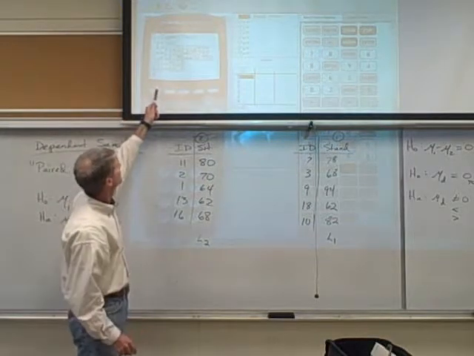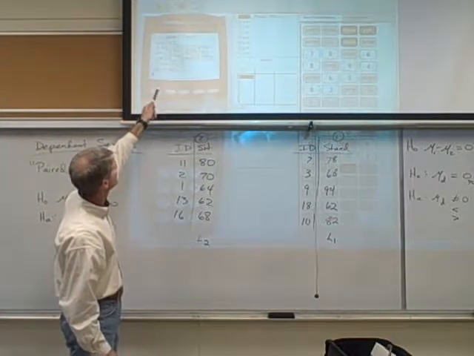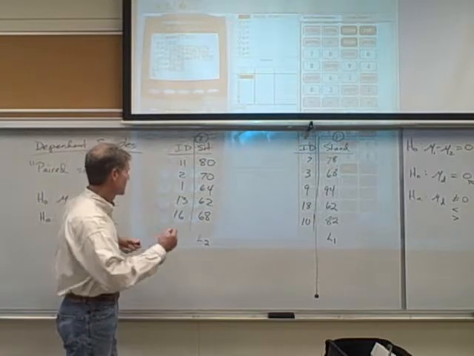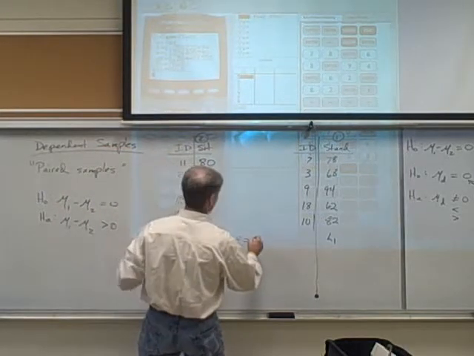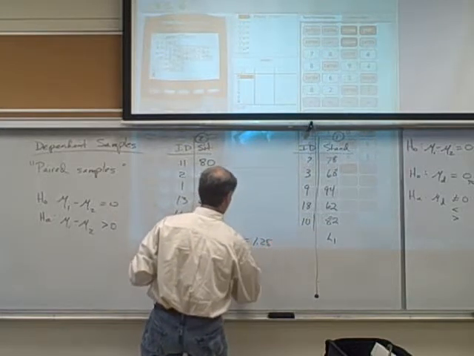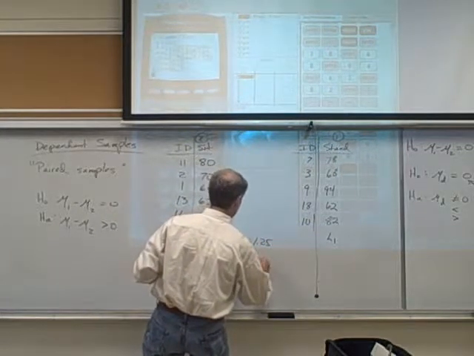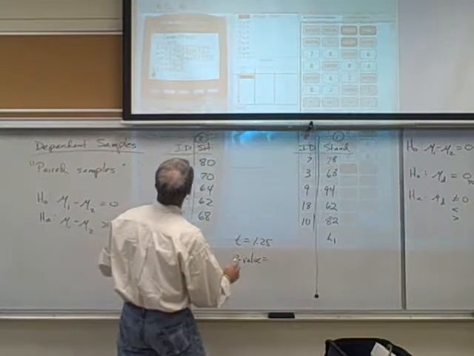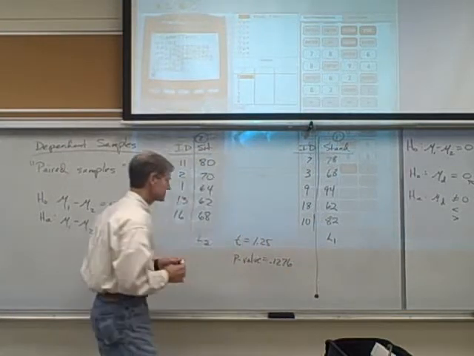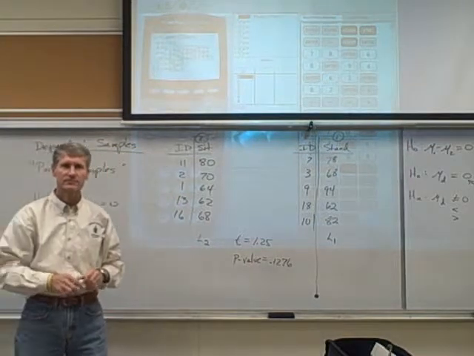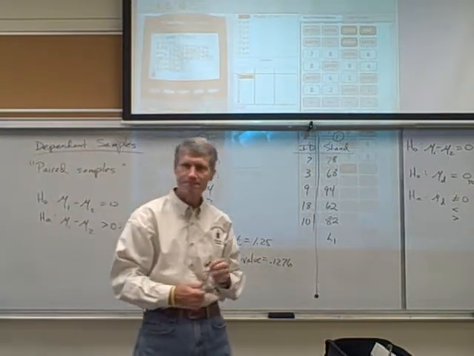So you can see that the t test statistic is t equals 1.25, and the p-value is 0.1276. Okay?